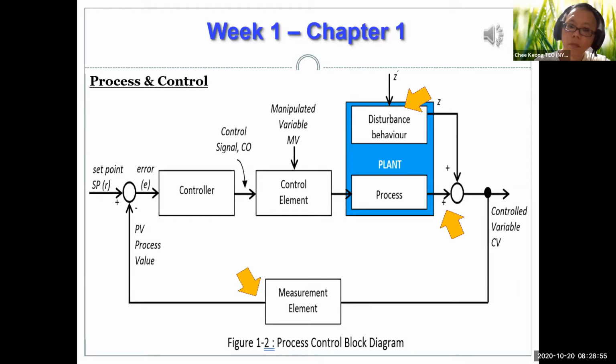To control the output of a plant, which is the control variable CV, we got to measure CV and convert it to a process value PV via the measurement element. This is in turn compared to a set point SP. Error is produced by subtracting the SP with PV from the measurement element. This error is then fed into the controller. Controller will then generate a control signal CO to steer CV closer to set point SP via controlling the control element, and the whole process repeats itself.